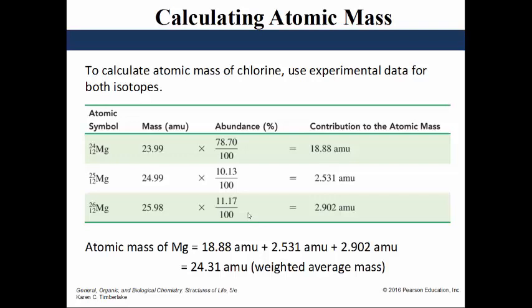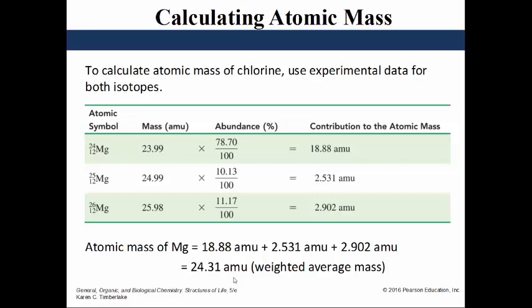And this last version here, magnesium 26, which occurs just over 11% of the time, 11.17. Convert that into a decimal. That value times 25.98, its mass, gives you 2.902. Adding up all of these three together, 18.88 plus 2.531 plus 2.902 gives you the atomic mass for magnesium, which would be 24.31, which is the value that you will see on the periodic table under magnesium.